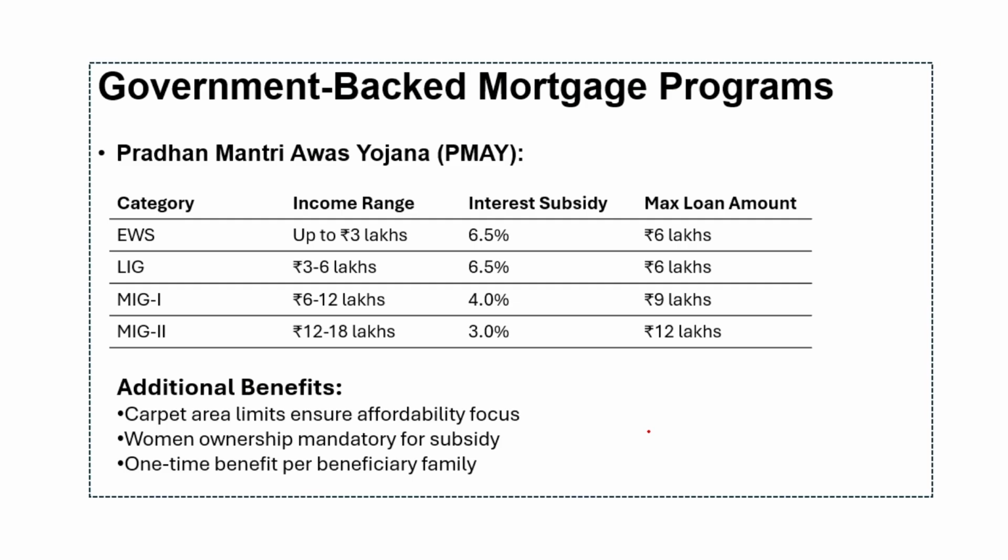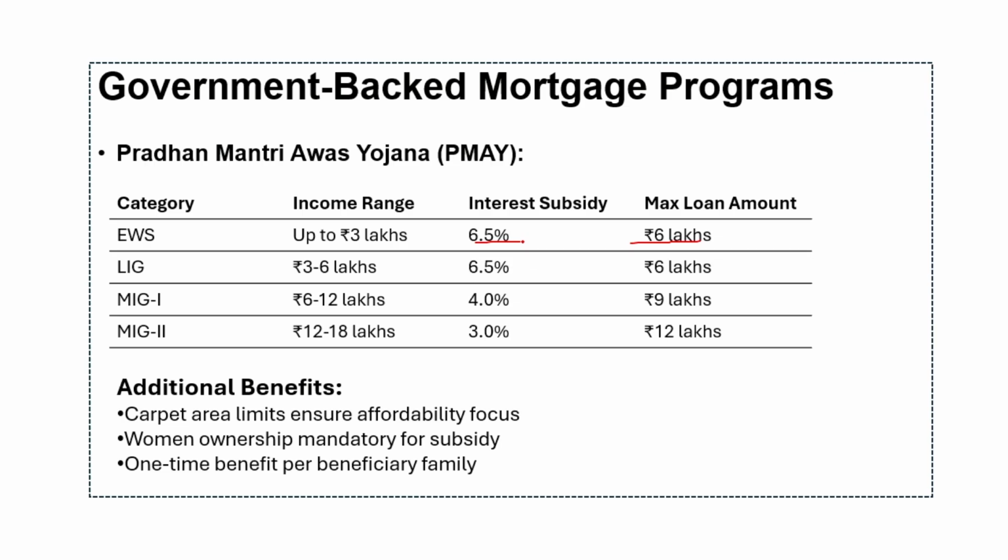Then we have government-backed mortgages. Pradhan Mantri Awas Yojana represents India's most comprehensive approach to affordable housing finance, providing substantial interest subsidies based on income categories. The scheme structure reflects targeted assistance for lowest income groups, EWS and LIG categories, covering annual household income up to 6 lakhs, receives 6.5% subsidy on loans up to 6 lakhs, right?